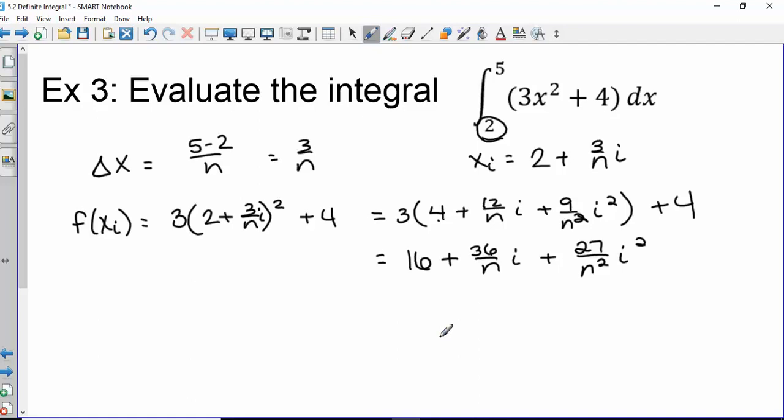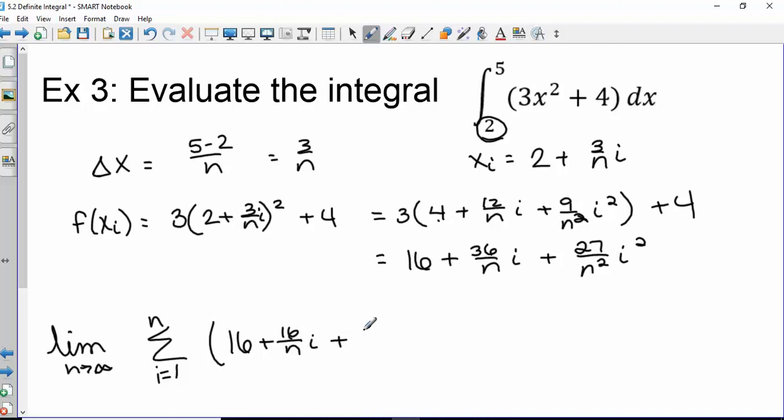So far, so good? So now, when I go to rewrite the integral, it is the limit as n goes to infinity of the sum from 1 to n of, we replace our function with the f of x sub i, which we have simplified to this. My board is delaying, so if I write too fast, it just turns it into a line today.